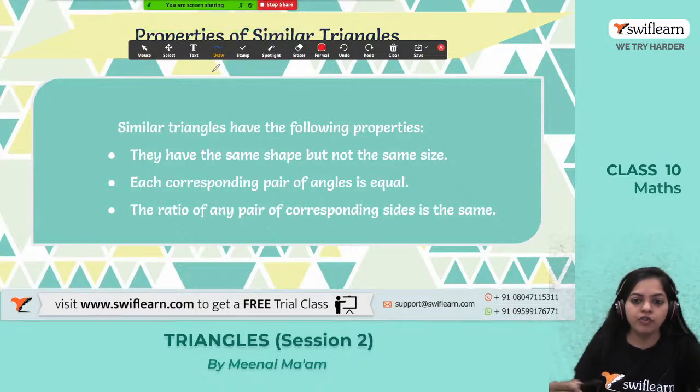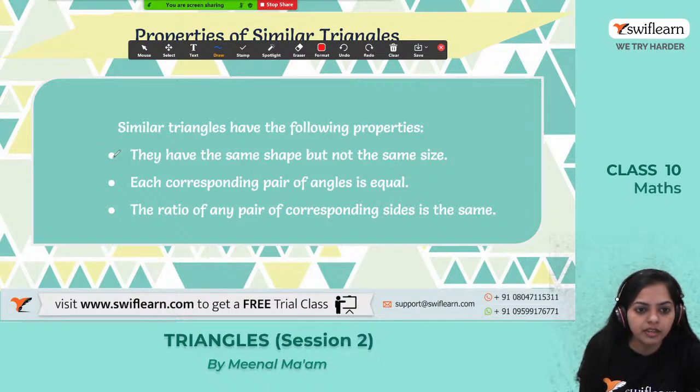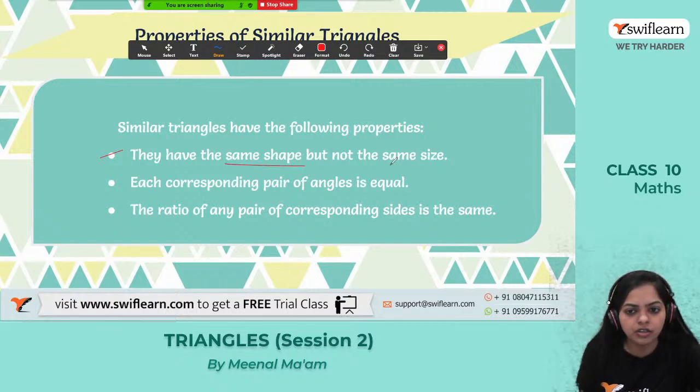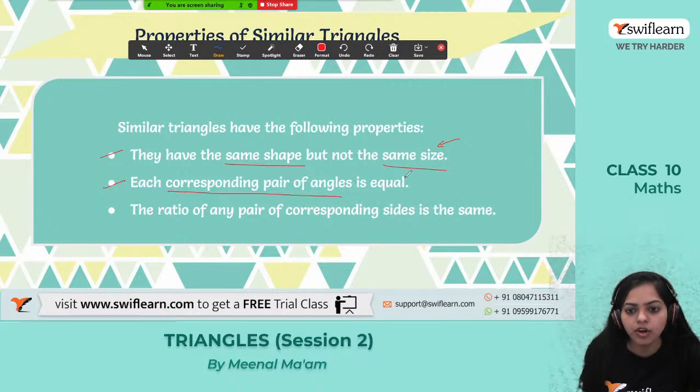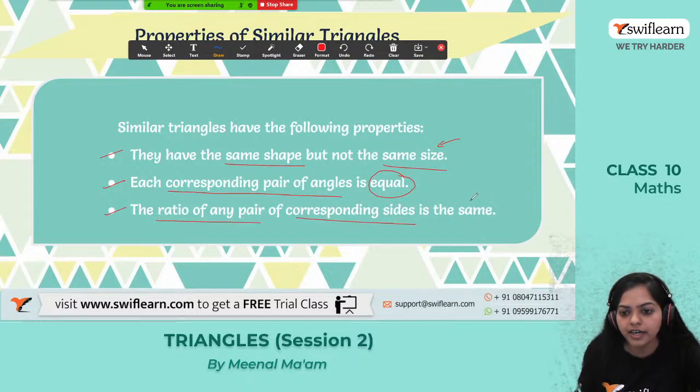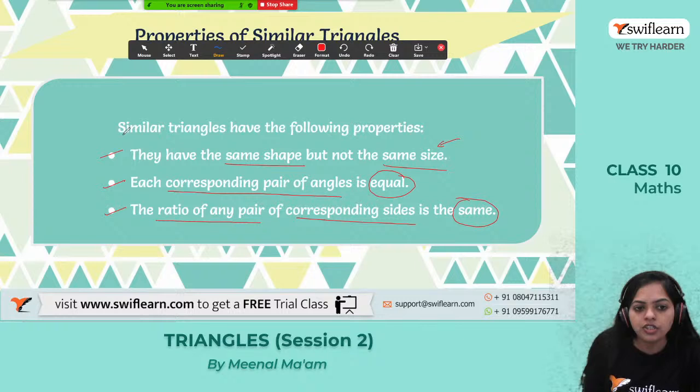Okay, moving on, similar triangles have the following properties. Let's have a look at the first property. They have the same shape. This is the first property, but not the same size. This is the condition for similarity of any figure. Let's have a look at the second property. Each corresponding pair of angles is equal. That is, corresponding pairs of angles are equal. So this is the second condition. And the third condition is that the ratio of any pair of corresponding sides is the same. That is, the ratio of the corresponding sides should be the same.